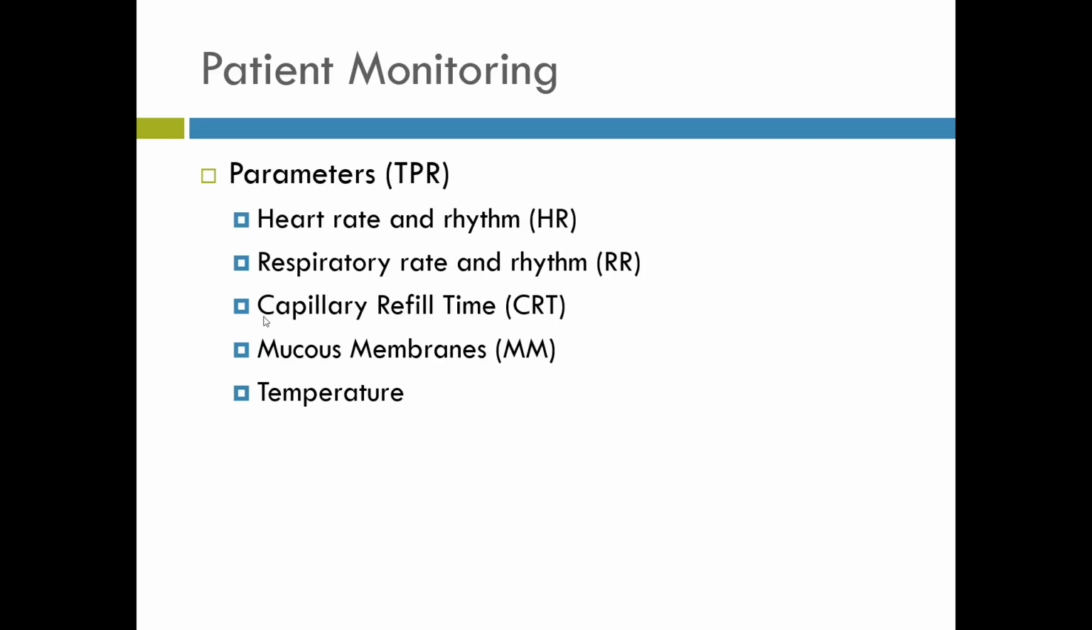Our parameters that we're going to check are TPR. So we're going to check heart rate and rhythm, respiratory rate and rhythm, capillary refill time, which is CRT, mucous membranes. We're going to look at their color, and we're also going to take their temperature, all under anesthesia.